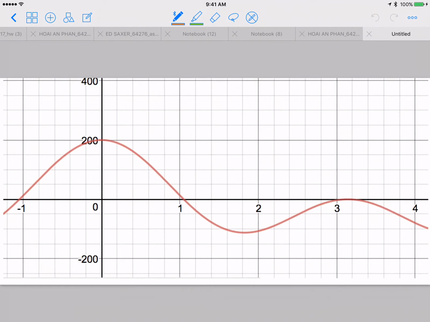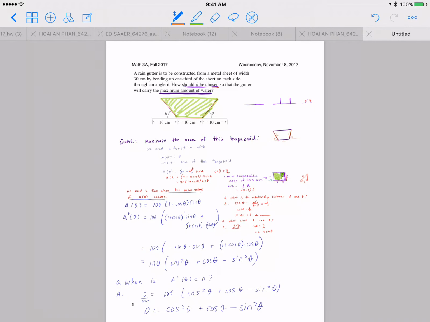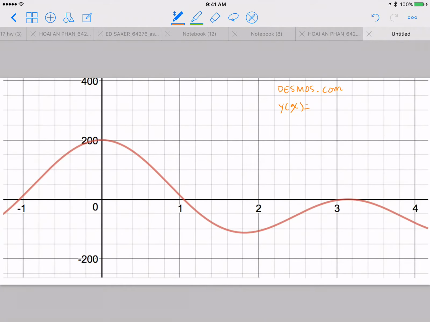And to do that, I've already kind of printed this out. I went on Desmos.com, and I put in for my function y of x equals a prime, which is 100 times cosine squared x plus cosine x minus sine x. Then I set my x values to be between 0 and pi, and my y values between negative 200 and positive 200. And then I just scrolled to get a pretty picture.